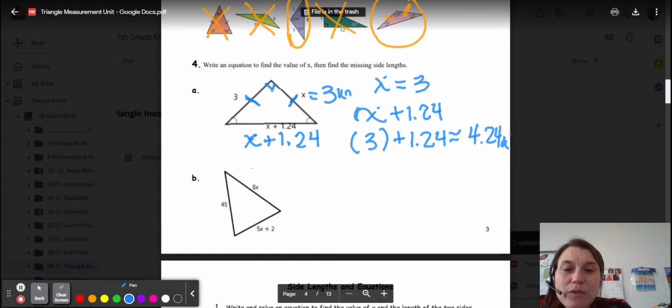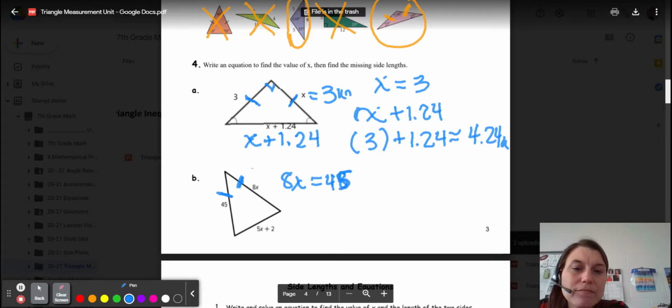So now let's look at this next one. Well, in letter B, we forgot to put in the directions that this is actually isosceles. Sorry. So if that's an isosceles triangle, then that means that this side here equals this side over here. So now 8x equals 45. Sorry. So now I have to solve this to find out what x equals.